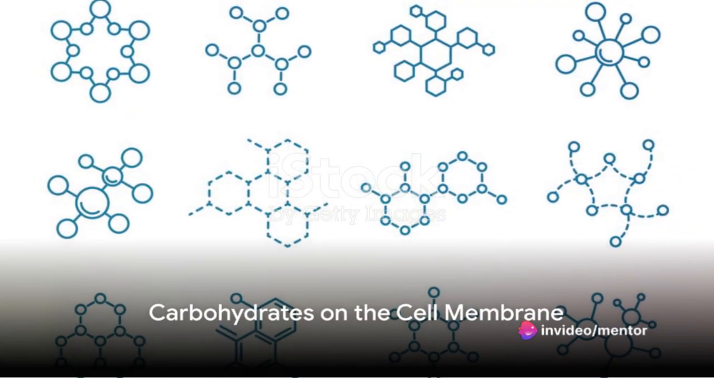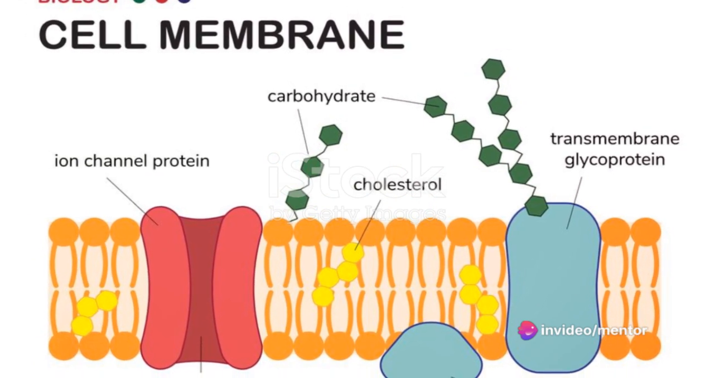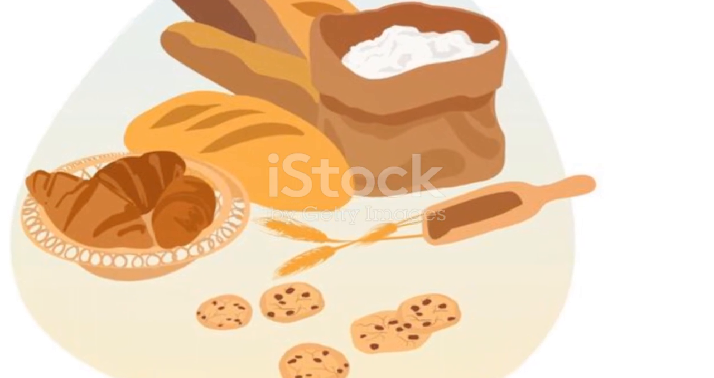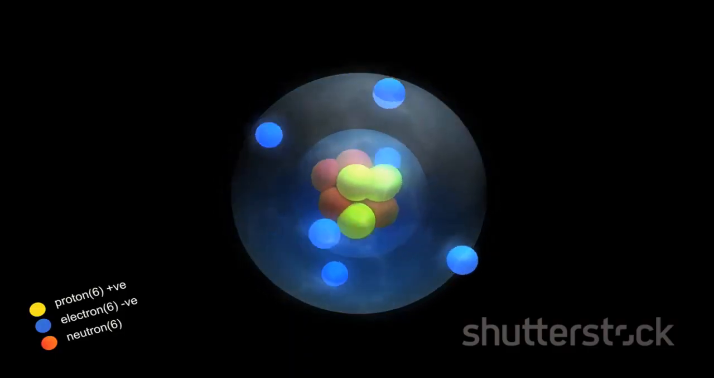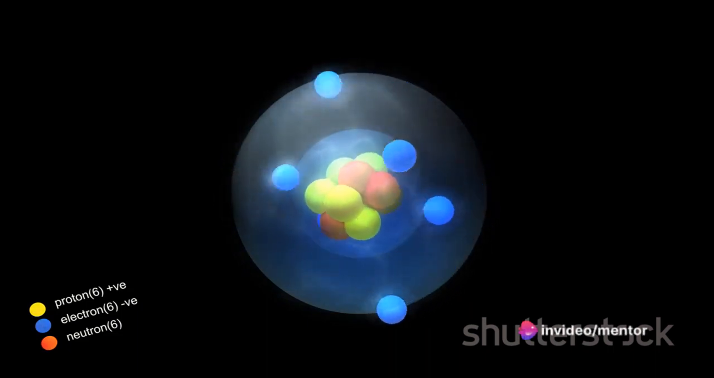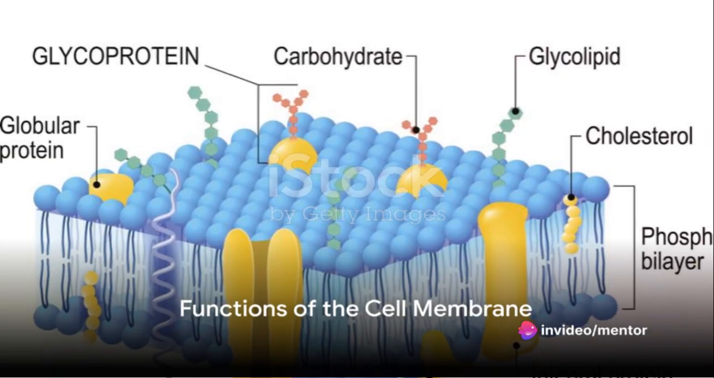Carbohydrates, too, are found on the cell membrane, specifically on the extracellular surface. They're attached to either proteins, forming glycoproteins, or lipids, forming glycolipids. Carbohydrates are important for cell recognition, adhesion, and communication. Now, what about the functions of the cell membrane?